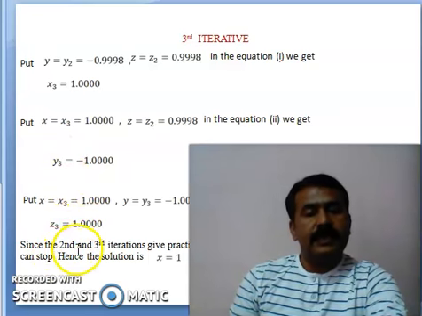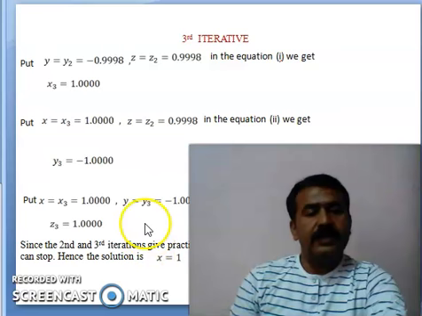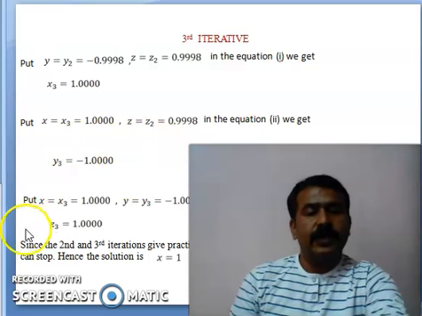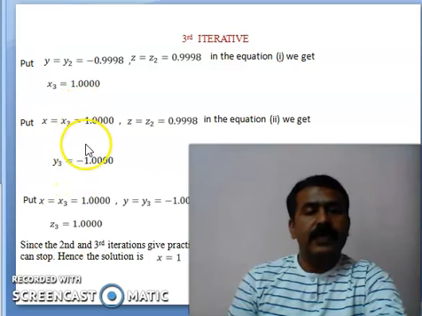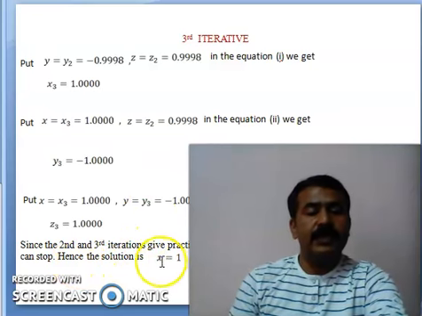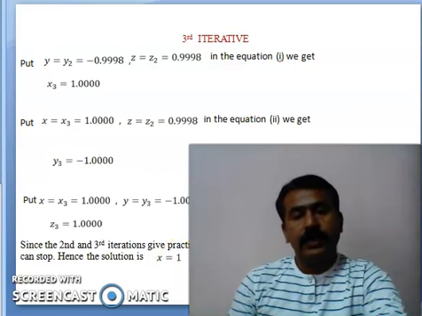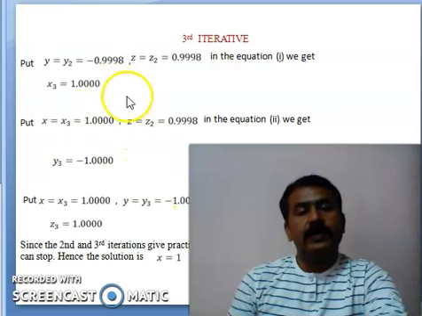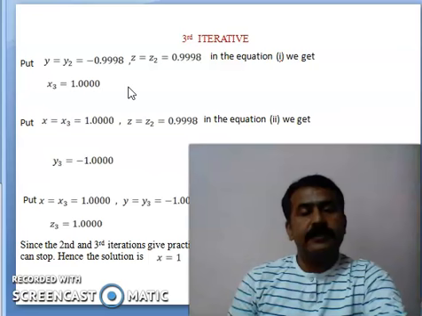Since the second and third iterations give practically the same values, we can stop here. Hence the solution of the simultaneous equations is x equal to 1, y equal to minus 1 and z equal to 1. So this is the process of the Gauss Seidel iterative method.